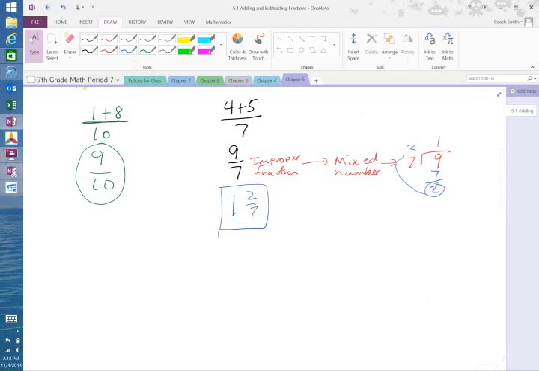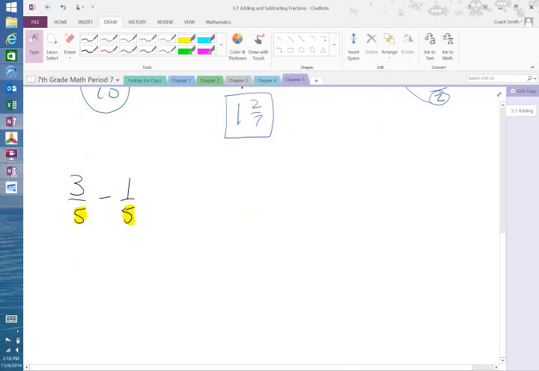So what if we are subtracting 3/5 minus 1/5? I already have common denominators, 5, so I don't have to do anything to the fraction. I simply take and subtract 3 minus 1 over 5. What is 3 minus 1? 2. Not adding, subtracting. 2/5.